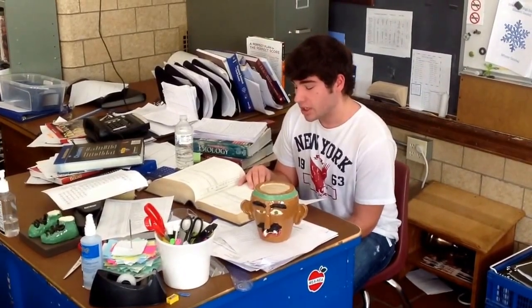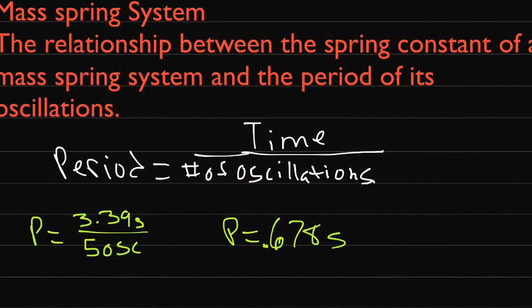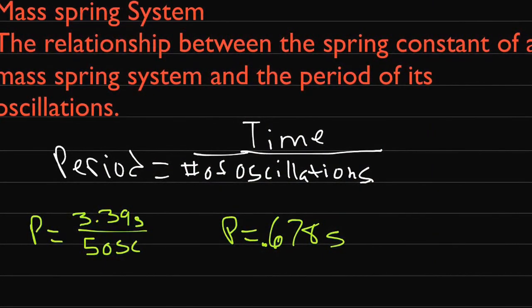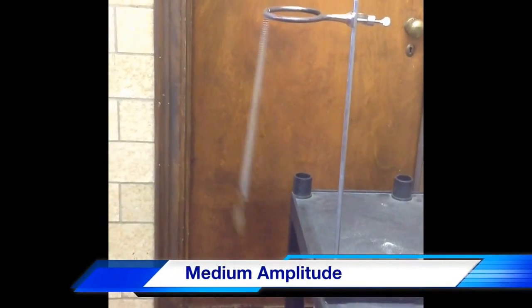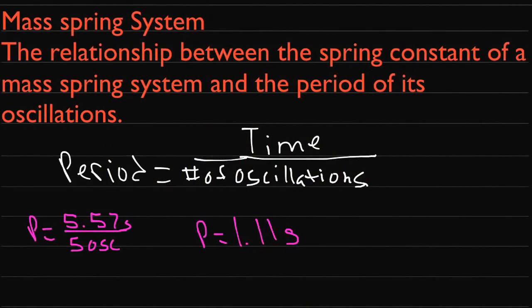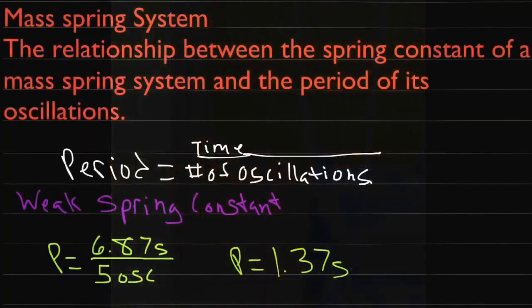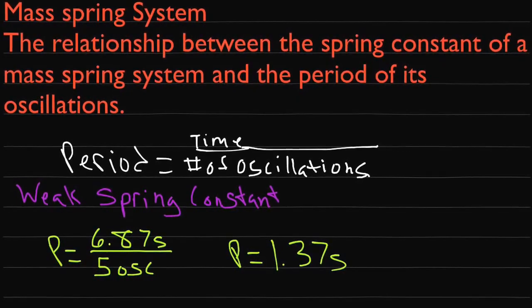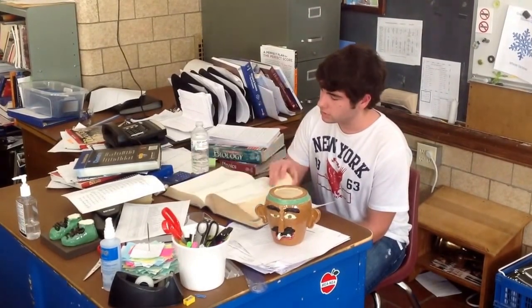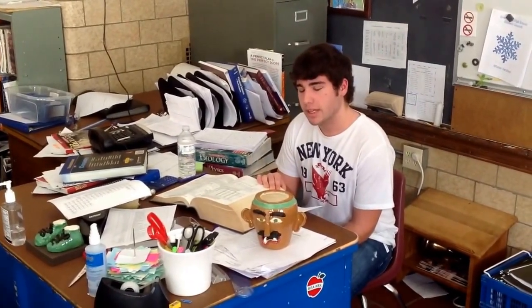So as the spring constant of the mass spring system increases, the period also increases. And there is also no correlation between the amplitude of the mass spring system and the period of the mass spring system.